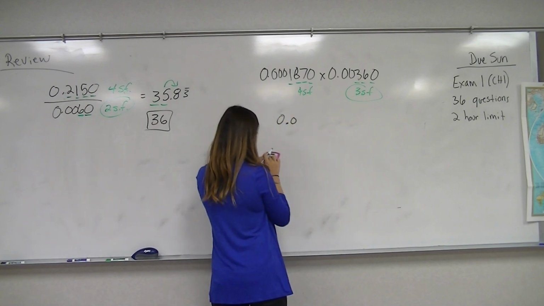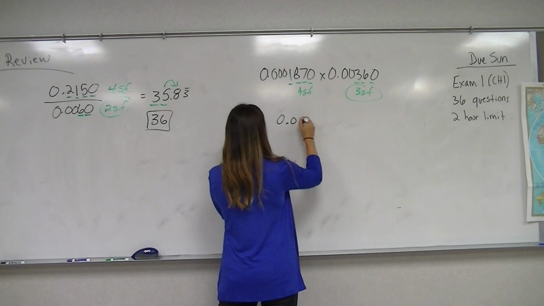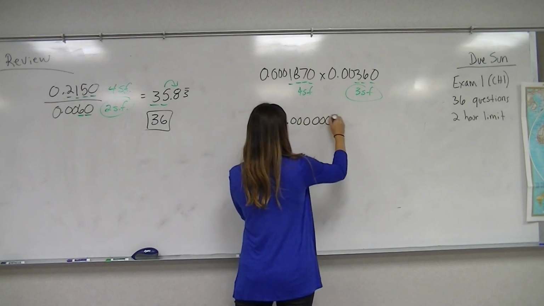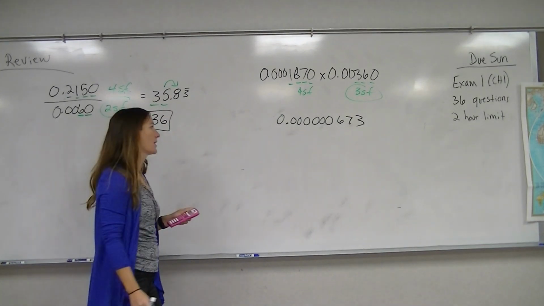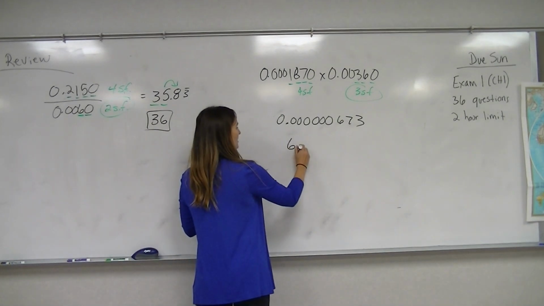So how many zeros do I got? 1, 2, 3, 4, 5, 6. 3, 4, 5, 6, 6, 7, 3. So I do have 3 sig figs already. Now I need to just put it in scientific notation.